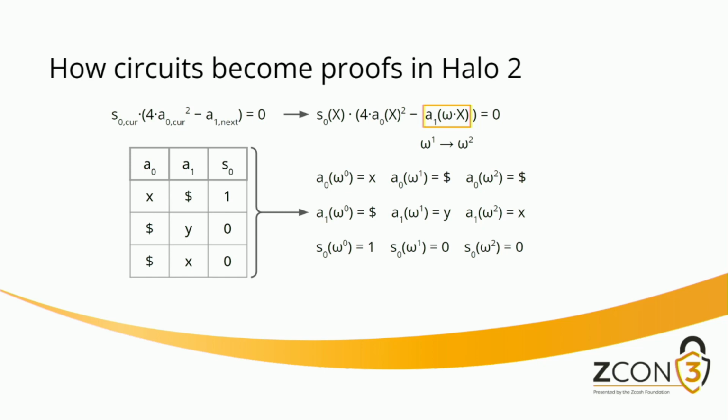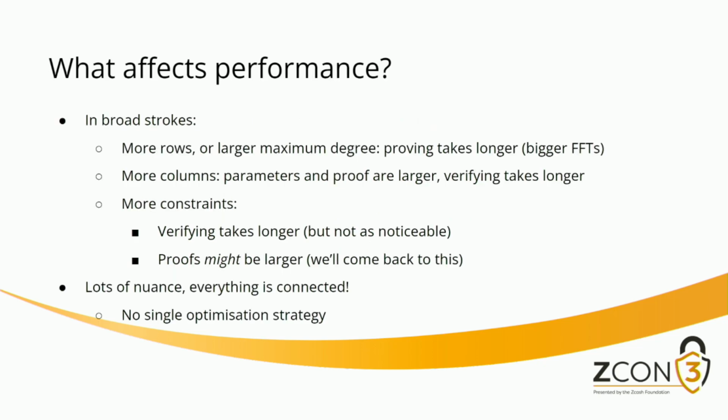The key takeaways are that we can now start to look at what is actually going to affect our performance. If you have more rows, or you have a larger maximum degree (sorry, I forgot to mention, you can set whatever degree you want; you're not set to degree 2), doing either of those increases proving time because we end up with larger FFTs under the hood. And you can see from the previous slide that the number of rows and the maximum degree become multiplicative because of that substitution.